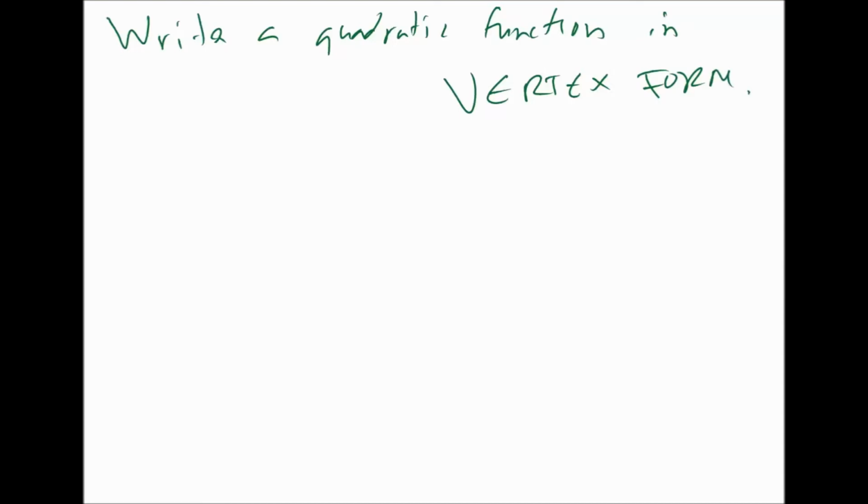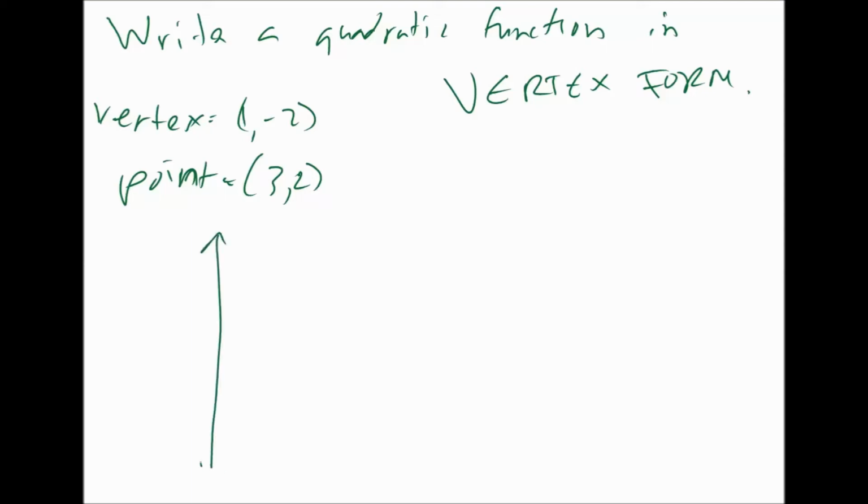So for a question like this, they're going to give you the vertex, and they're going to give you 1 point. So the vertex will be 1, -2 maybe, and the point will just be some point on the graph, like 3, 2. So let's go ahead and graph this. We can't plug this into our calculator actually, we just have to draw it. The vertex is at 1, -2, and a point on the graph is 3, 2.